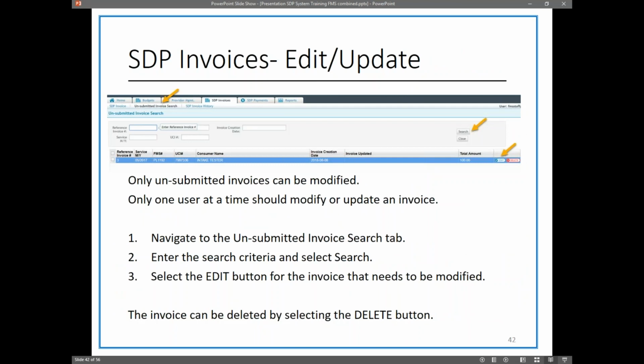You can only modify unsubmitted invoices, and only one user at a time should modify the invoice. To do this, you navigate to the Unsubmitted Invoice Search tab, enter your search criteria, and select Search. To edit the invoice, you will find an Edit button, and along with that, you can also delete it, just click on the Delete button.